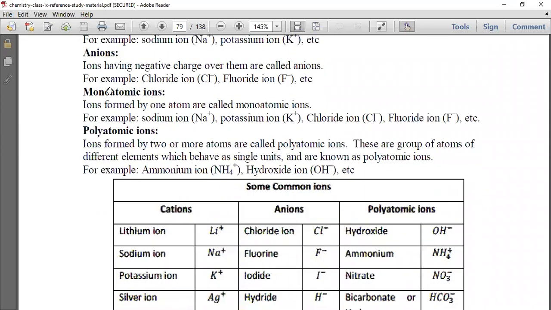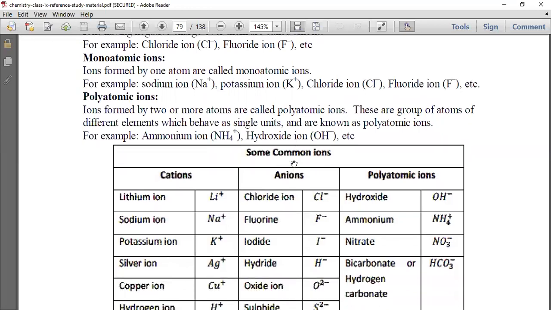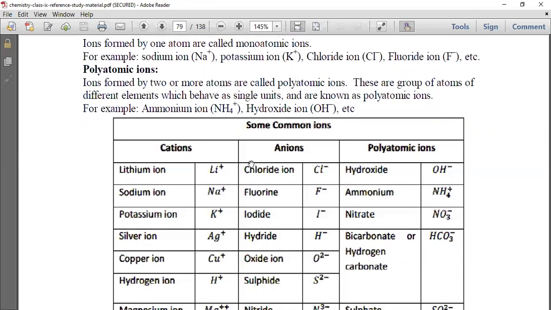Now, when it comes to different ions, cations and anions, we have studied. Some ions have only one atom, right? Ions formed by one atom are called monoatomic ions, like Na plus, potassium ion, chloride ion, fluoride ion. And in some cases there are two or more atoms, and they are called polyatomic ions: NH4 plus, hydroxide, nitrate, then bicarbonate, carbonate, all those are called polyatomic ions.